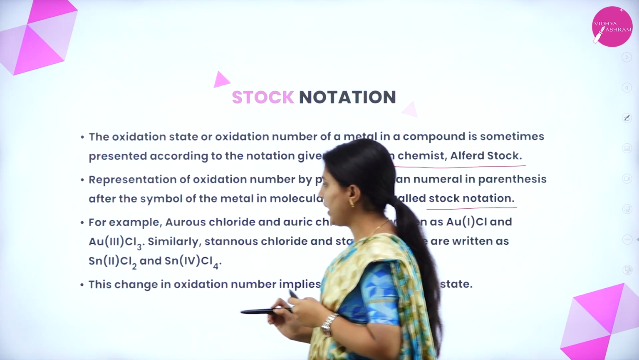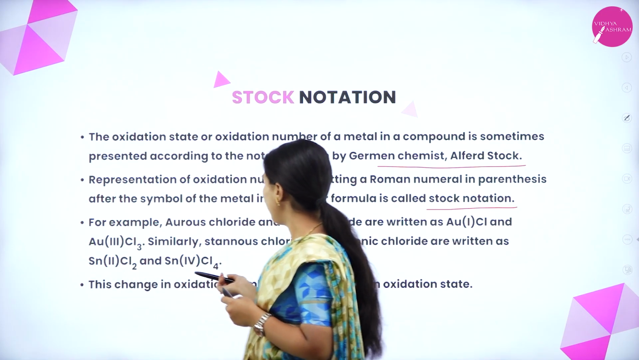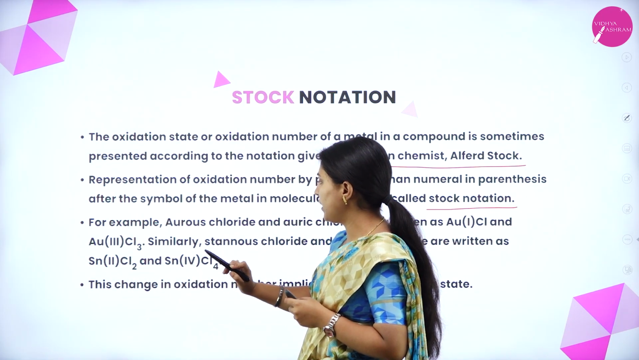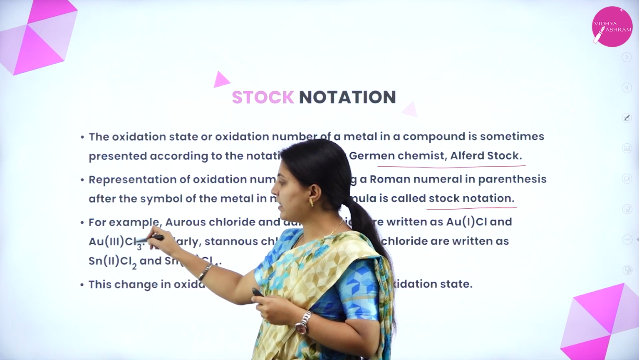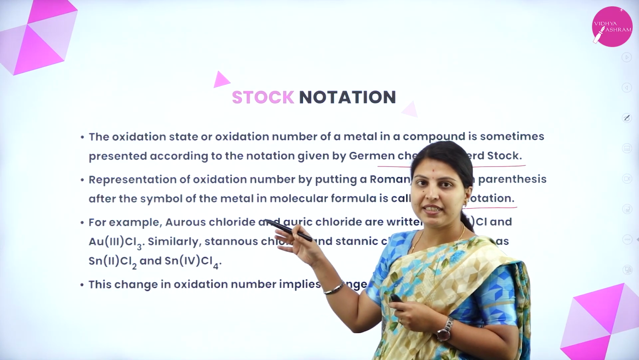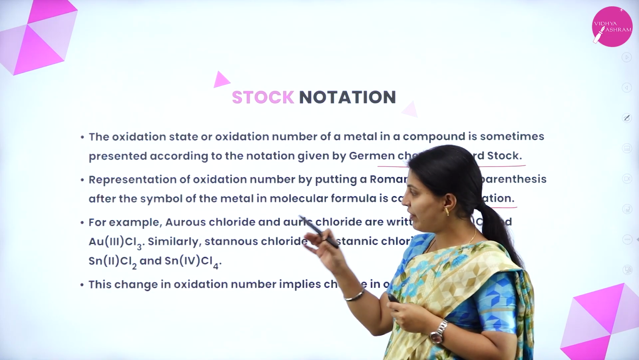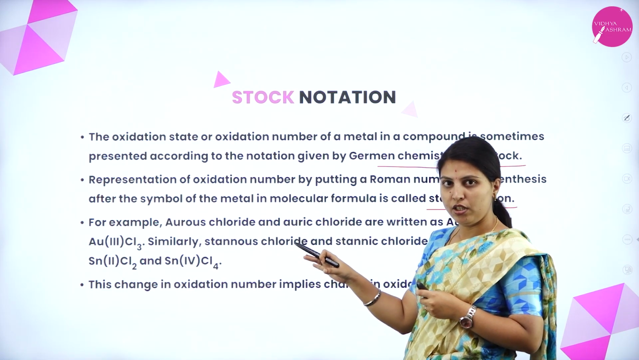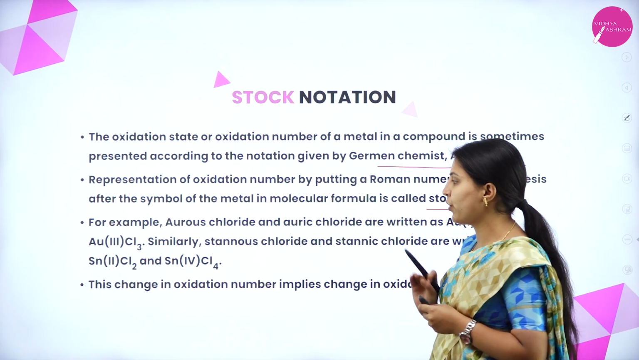See here one of the examples. This is gold, which is a metal. Here stannous is also present, that is tin. It is also a metal. After that, in parentheses, that is brackets, they have written Roman numerals. That is nothing but its oxidation number. They have written it after the metal, so it represents its Stock notation. This is called Stock notation.